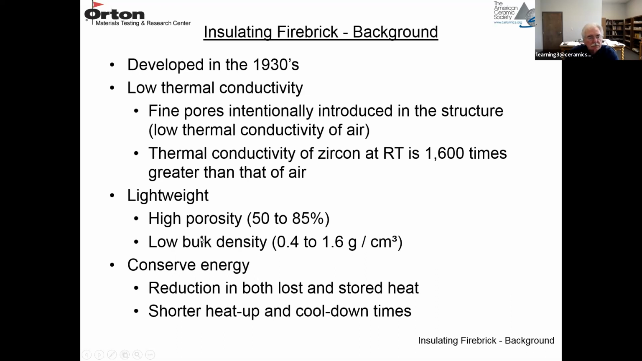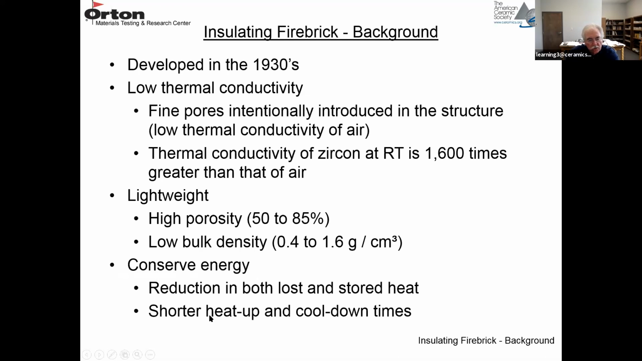So they're lightweight. The porosity is rather high, 50 to 85%. That gives a really low bulk density, 0.4 to 1.6 grams per cubic centimeter. You use IFBs because you can conserve energy, and you can do this 2 ways. You can have a reduction in both the lost and stored heat.